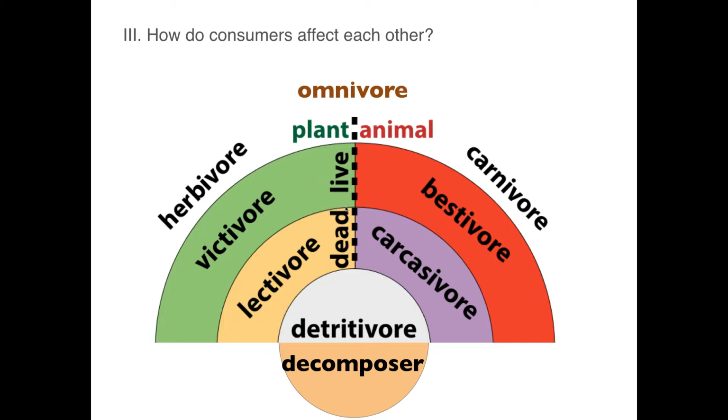So some consumers only eat living plants. Those are called victivores. And then some only eat dead plants. Those are called lectivores. If you're eating animals that are alive, you're called a bestivore. And if you are consuming animals that have recently died, you're a carcassivore, okay? So you can probably picture some organisms. In fact, even if you have a pet snake, some snakes only eat living animals, like living mice. They won't even bother to eat a dead one. That alone is an easy classification system you can use.